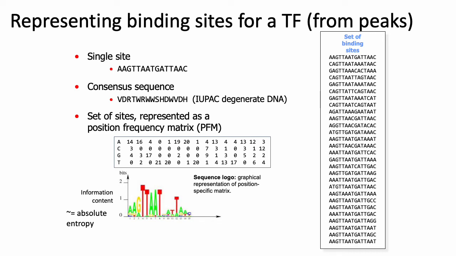The height of the individual letters, in some sense, corresponds to the contribution of each base to that total information content. So the more a particular base deviates from 25% frequency, the higher that base will be in the sequence logo at the corresponding position.